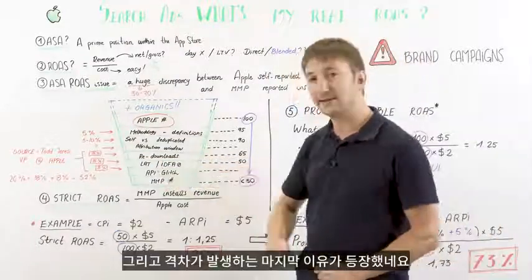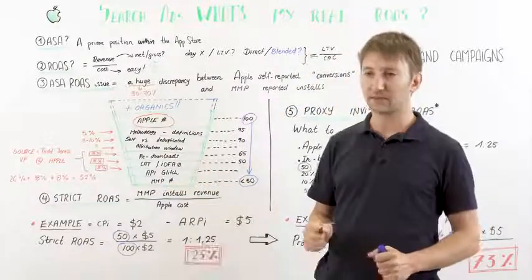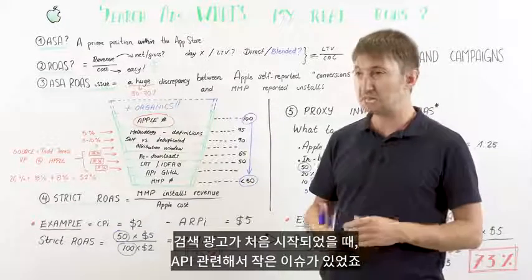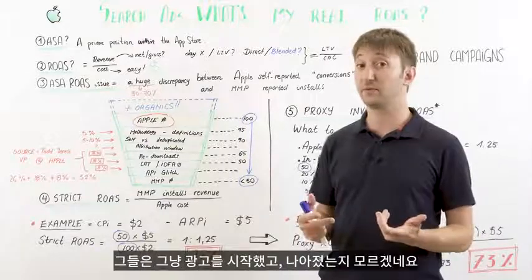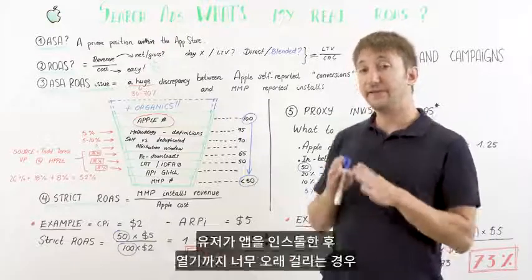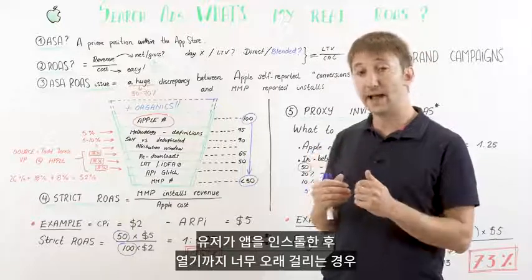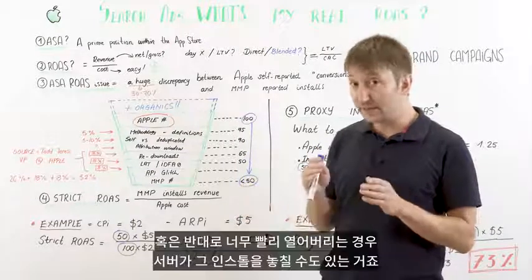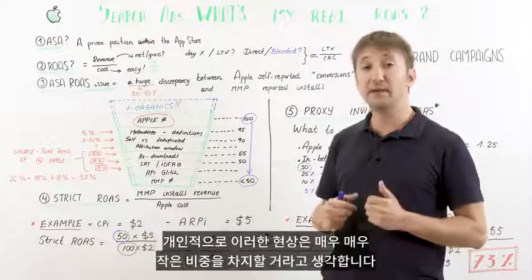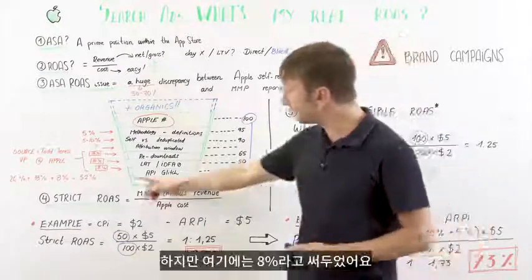And we're getting to the last reason for the discrepancy, which I wrote here as the API glitch. There used to be, at the very beginning of Search Ads, a bit of a glitch in the API. Didn't they have enough servers? Were they just starting out? I don't know, but I hope this is solved by now. It's not exactly a glitch. It's the fact that if there is a long time between the moment the user installs the app and opens it, or the opposite, if it happens extremely fast, the server might miss a few of them. I personally believe this is also a very small amount, maybe 2-3%. But here I wrote 8%.